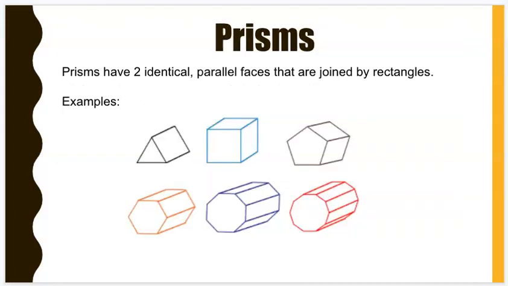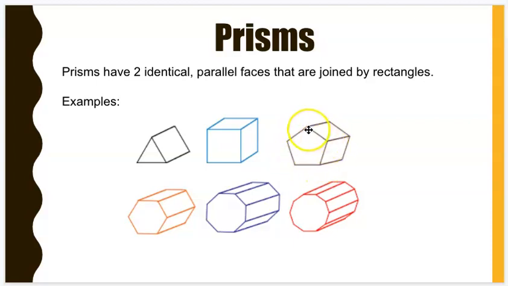How about prisms? Prisms, remember, are identified by having 2 identical parallel faces that are joined by rectangles. Here are some examples of prisms. Remember, prisms are named by their base, no matter how they're oriented. So this is a triangular prism. This is a cube, which could also be considered a rectangular prism, because all squares are rectangles.